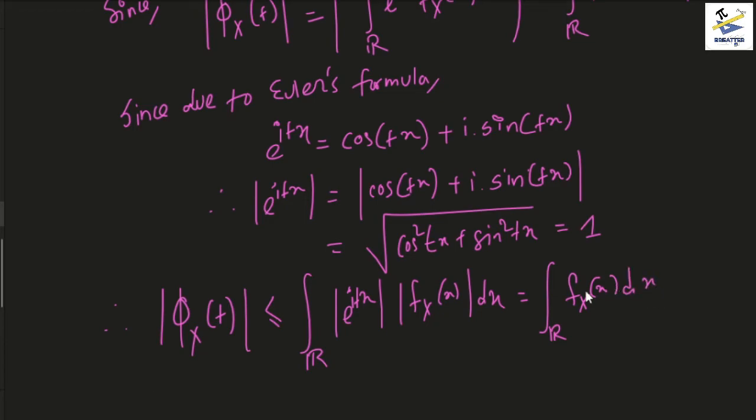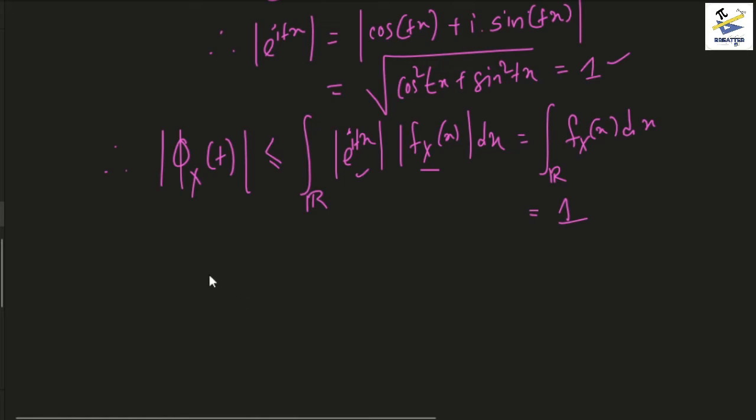Now we can remove the modulus from the probability distribution function because it is always non-negative. So it does not make any sense to use the absolute value function here, but for the e to the power itx part, since it's a complex function, its modulus is 1, and that gives you this integral, which is basically the total probability, right, which is always 1. So this establishes that the absolute value of the characteristic function is always less than or equal to 1, or the absolute value always lies between -1 and +1, right?